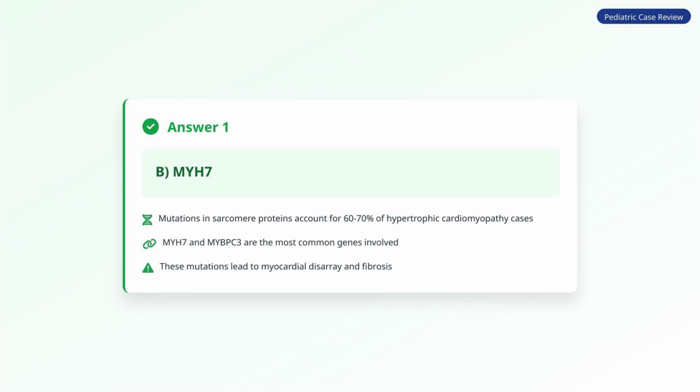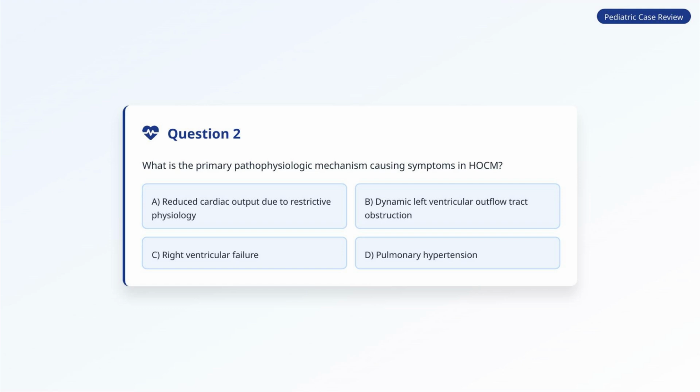MYH7 and MYBPC3 are the most common genes involved, encoding for beta-myosin heavy chain and myosin-binding protein C respectively. These mutations lead to myocardial disarray and fibrosis. What is the primary pathophysiologic mechanism causing symptoms in hypertrophic obstructive cardiomyopathy? A. Reduced cardiac output due to restrictive physiology. B. Dynamic left ventricular outflow tract obstruction.